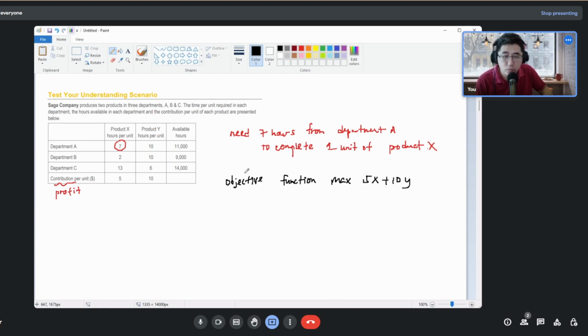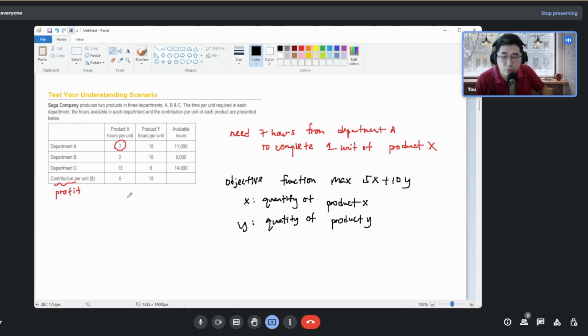Over here, x will be the amount of product x and y the amount of product y. So x represents the quantity of product x, and y represents the quantity of product y. Then from here, what does this 11,000 actually mean? The available hours that we have from department A.